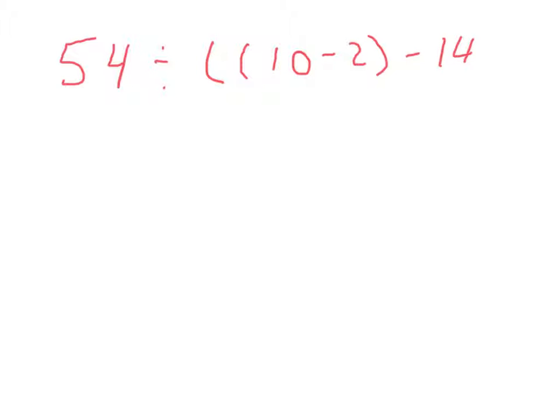This one's going to be a little bit trickier. So 54 divided by, in brackets, and another bracket, 10 minus 2, close that bracket, and subtract 14, close that bracket, and then multiply by 3. So, according to order of operations, we have to deal with what's in brackets. So that's everything from here down to here. Now in here, there's another set of brackets. 10 minus 2. So 10 minus 2 is what I have to do first.